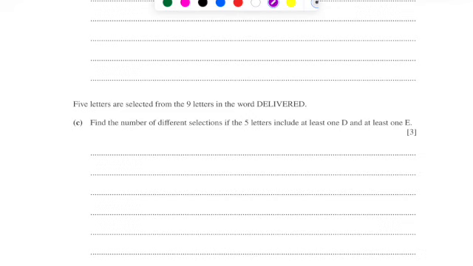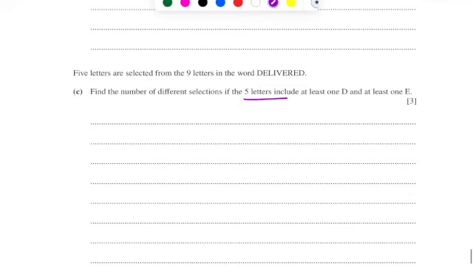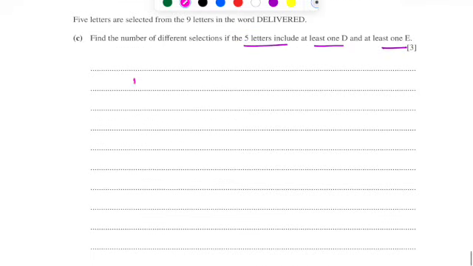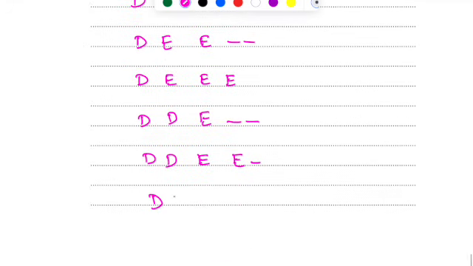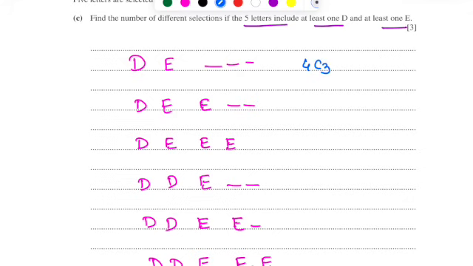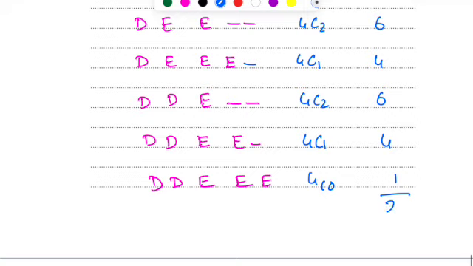5 letters are selected. Find the number of different selections of 5 letters that include at least one D and one E. So it is D, E and 3 blanks; D, double E and 2 blanks; D and triple E; then DD and E; then DD, EE; and finally DD and triple E. So over here the remaining will be 4C3, 4C2, 4C1, then 4C2, 4C1, 4C0. So this is going to be 4, 6, 4, 6, 4, 1. Add them all, 25. That's going to be the answer.